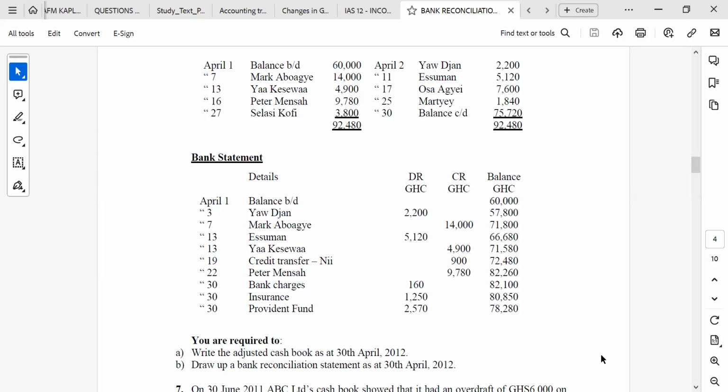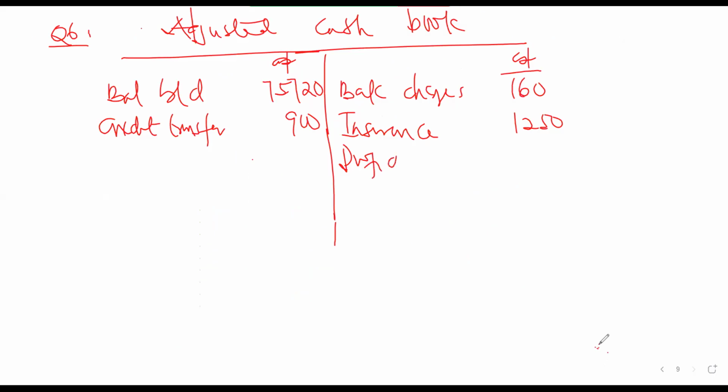Okay, the next one is the Provident Fund. They are also paying an amount of money on our behalf. We are making a contribution to a fund. So they have done 2,750. Has that been captured in the cash book? No, please. So we also send the Provident Fund over there, of how much? 2,570. Okay, 2,570. So let's now total this.